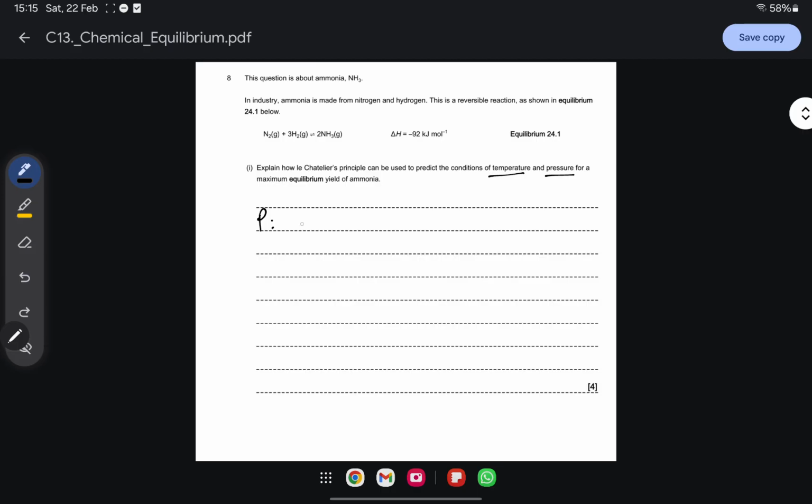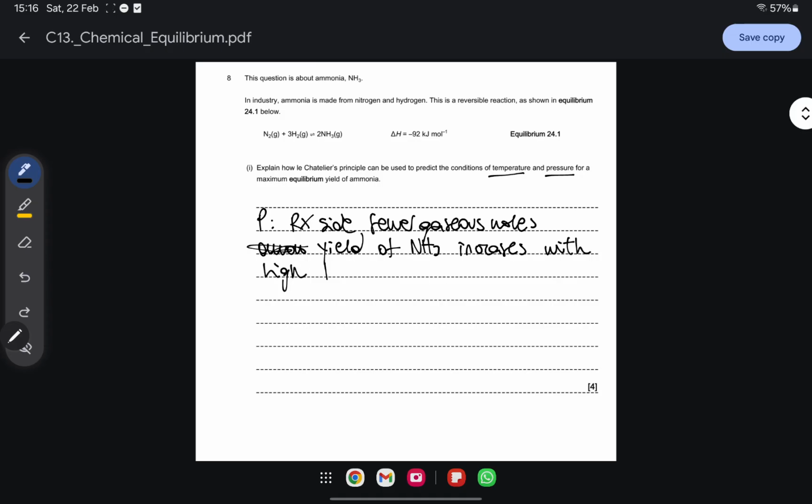With the pressure, we know that the right-hand side has fewer gaseous moles. Okay, which means that the yield of ammonia increases with high pressure. You can write it in many different ways as long as you have the high pressure and the concept of different numbers of moles, where there are more moles and fewer moles.